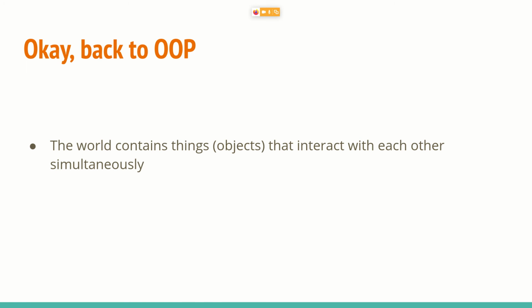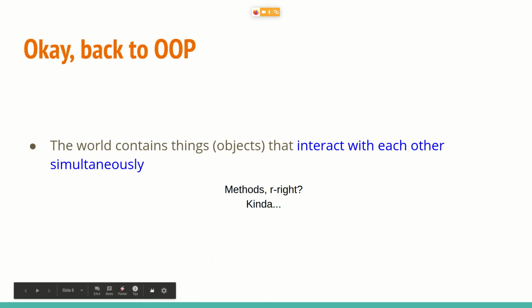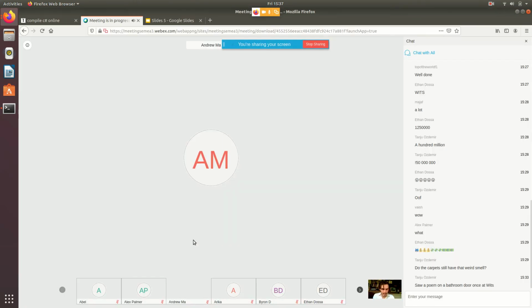I want you to remember this line specifically. The world contains things, objects that interact with each other simultaneously. In particular, this that's now highlighted in blue, interact with each other simultaneously. This is what we're trying to replicate, right? You might be thinking, oh, well, we do that with methods, right? And kind of. We do it with methods, but you guys haven't yet seen the methods that actually do this.